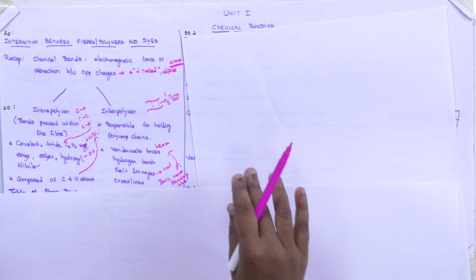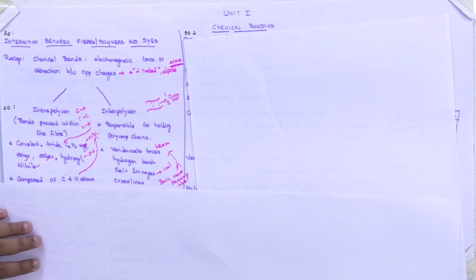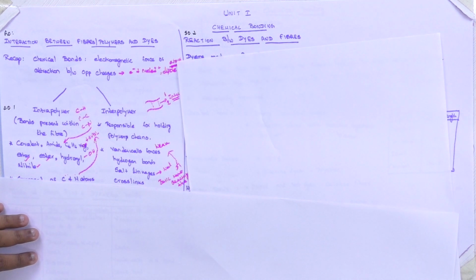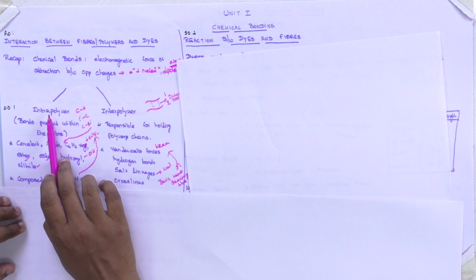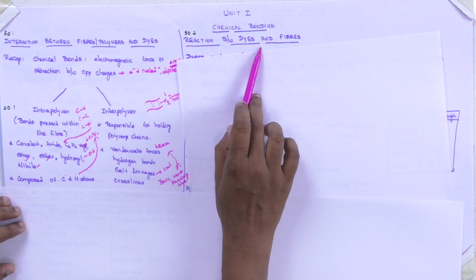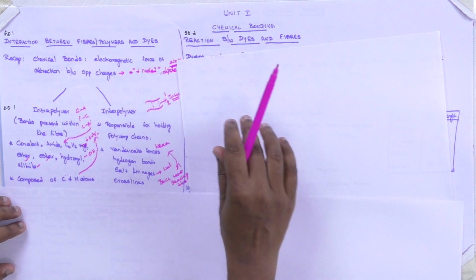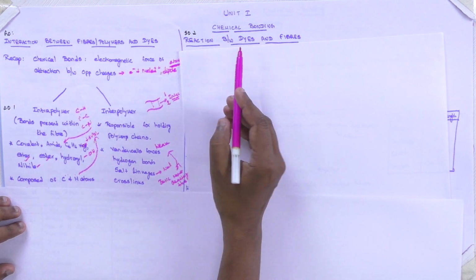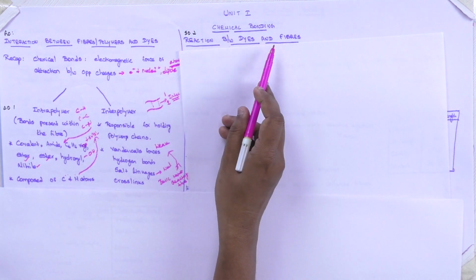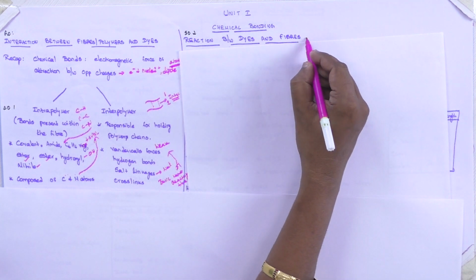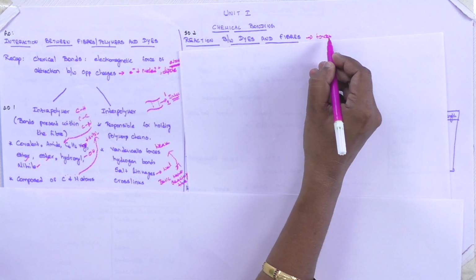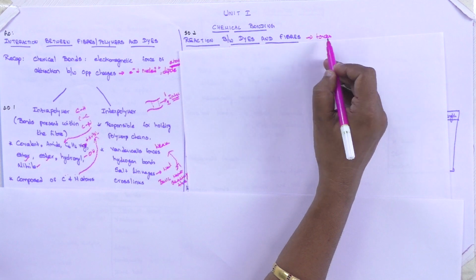Next, coming to the reactions. The reactions taking place, this is your specific objective 1. The reactions taking place between dyes and fibers will come under your specific objective 2. The reaction between the dyes and the fibers must take into account the various types of forces exerted by one molecule upon another.